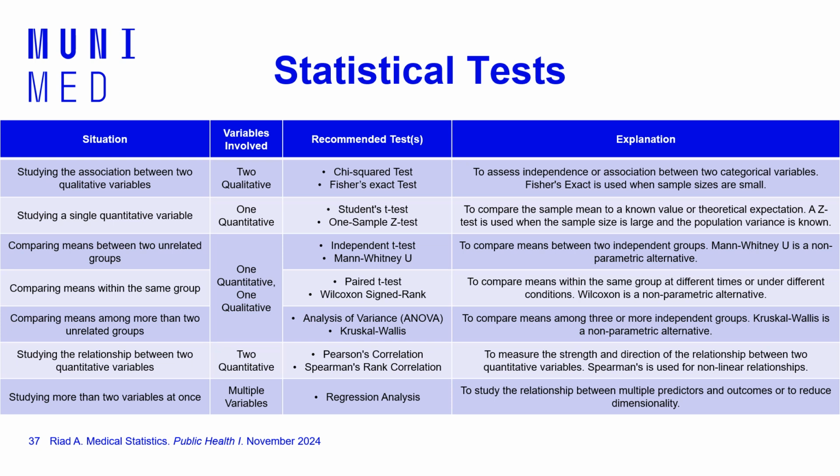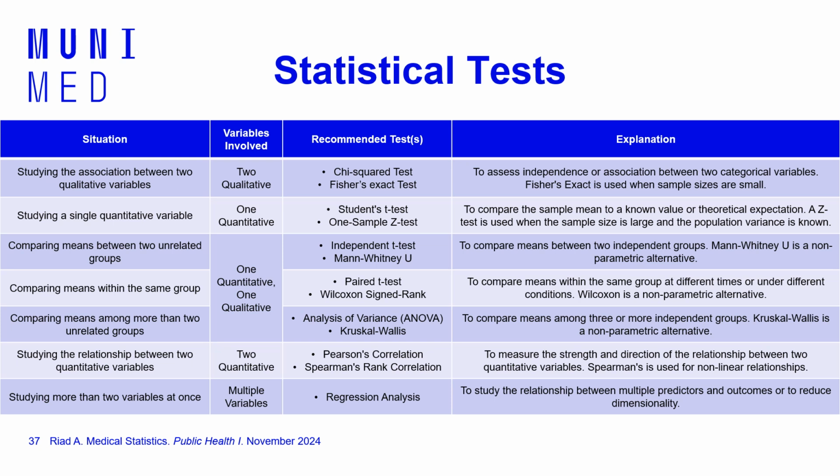Okay, so now let's see how we get the p-value. I know that this table is a little bit messy, but it has 4 columns. I want you to read the first column and compare it to the second one. So let's see the first situation. In the first situation, we are trying to study the association between 2 qualitative variables. So the variables that are involved here are both of them qualitative, like for example, gender and smoking. Smoking can be smoker or non-smoker. Gender can be male or female.